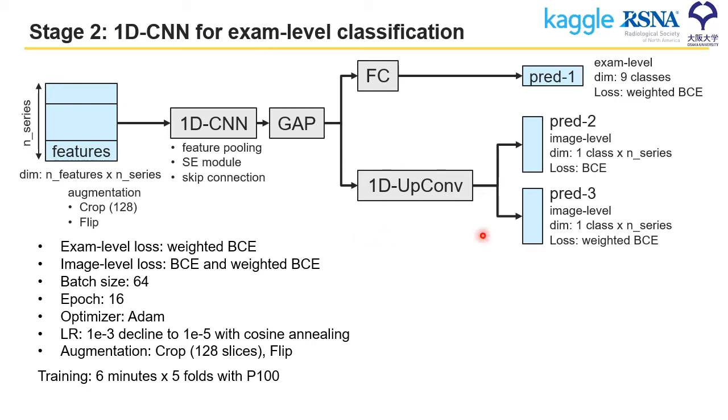Simultaneously, training of image level prediction was also performed as multitask learning. I used a U-Net-like up-convolution architecture and trained the model with two losses, vanilla BCE and BCE with weights that implement the competition metric. The training conditions are as shown here.